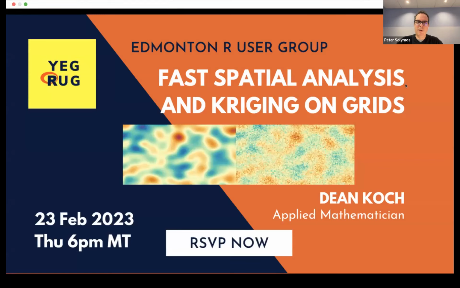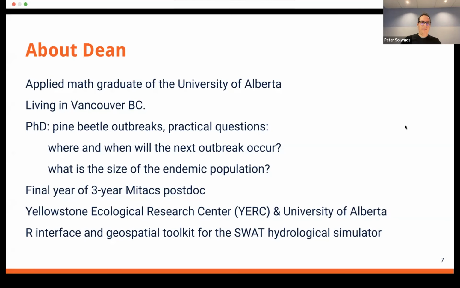So Dean is going to talk about fast spatial analysis and kriging on the grids. He did graduate studies in applied math, currently living in Vancouver, and did his PhD on pine beetle outbreaks, focusing on practical questions. Where and when will the next outbreak occur? What will be the size of the endemic population? And currently he is in the final years of a MITACS postdoc and working with the Yellowstone Ecological Research Center and the University of Alberta.